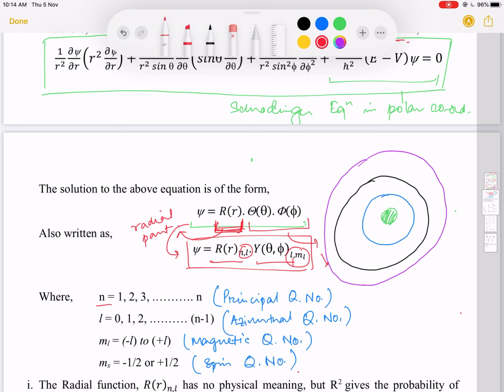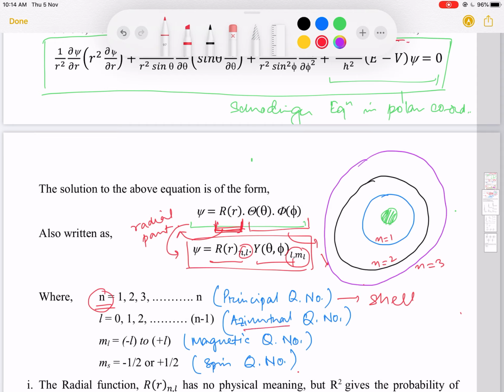Now n means the principal quantum number. It tells us about the shell, which shell the electron is present in, or which shell we are studying. For the first shell, the n value will be equal to 1. For the second shell, the n value will be equal to 2, and for the third shell, the n value will be equal to 3. The principal quantum number gives us knowledge about the shell.